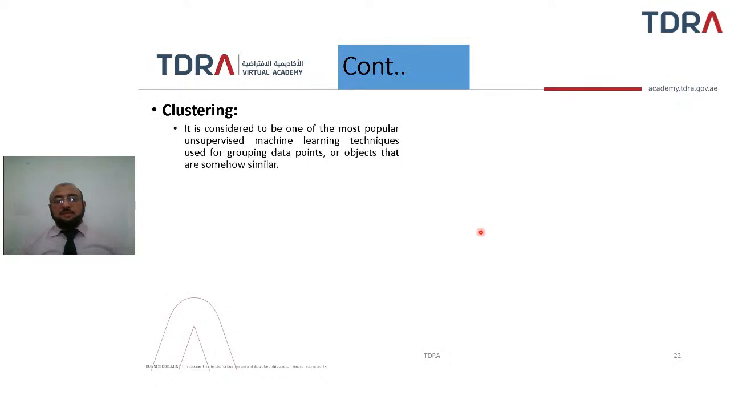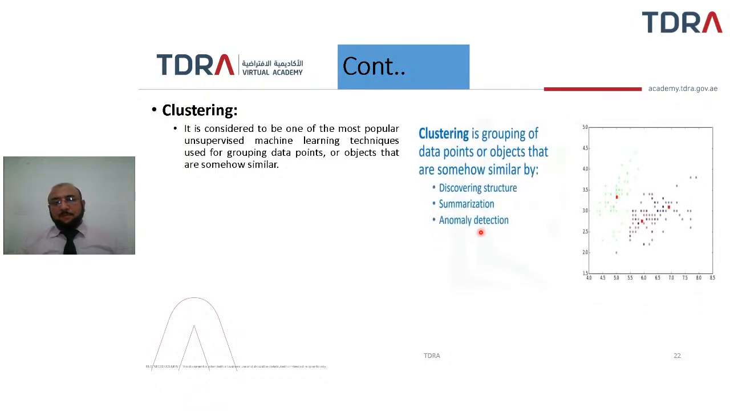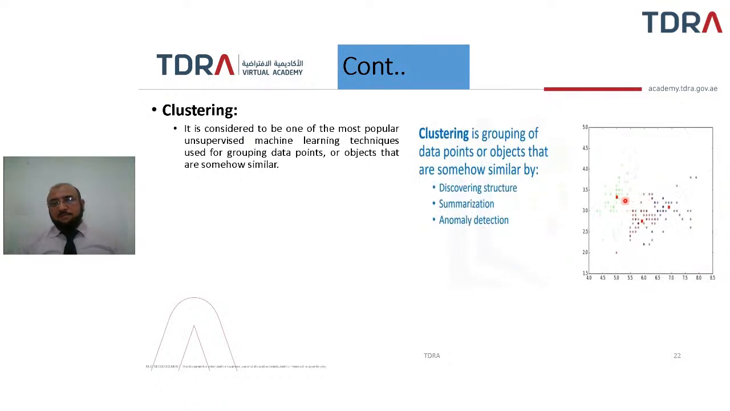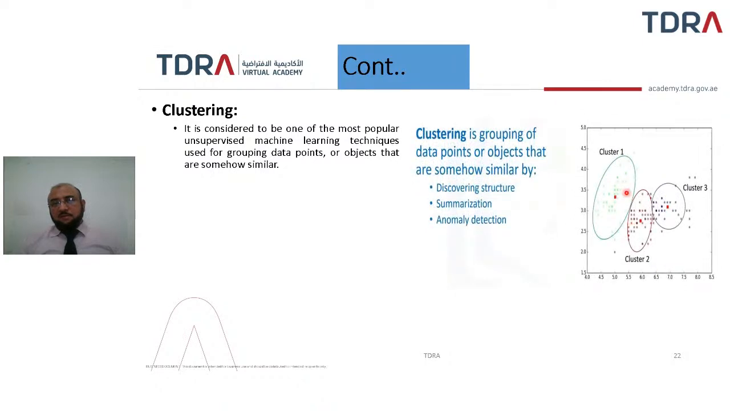Then clustering. It is the most important and popular unsupervised machine learning technique used for grouping data points or objects that have some similar properties. Like here, there is a data set, and then we classify it, make different groups, using the clustering technique.